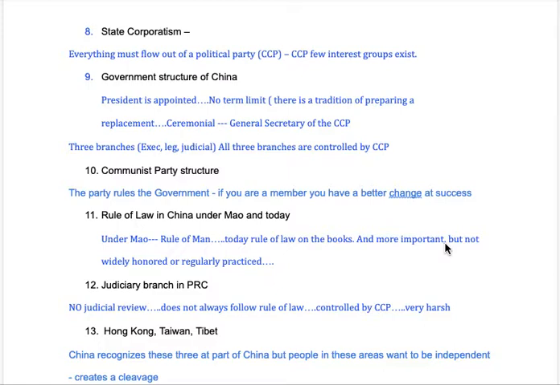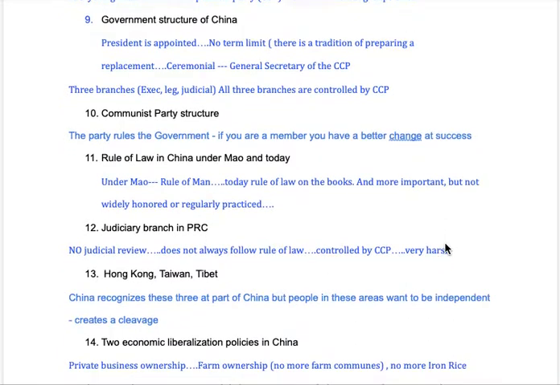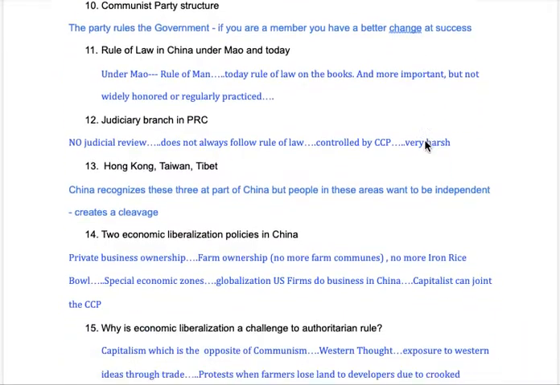The government structure of China: the president is appointed. There's really no term limit. There's a tradition of preparing a replacement, usually around 10 years. However, this is going to be extended by the current president in China. Because there's not an election, the general secretary of the Communist Party becomes the president. There are three branches in the government structure of China: executive, legislative, and judicial, but they're all controlled by the party. The party rules the government. If you're a member of the party, you have a better chance at success.